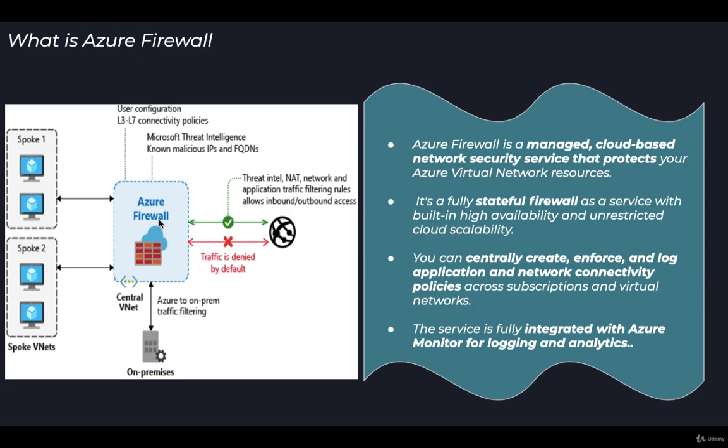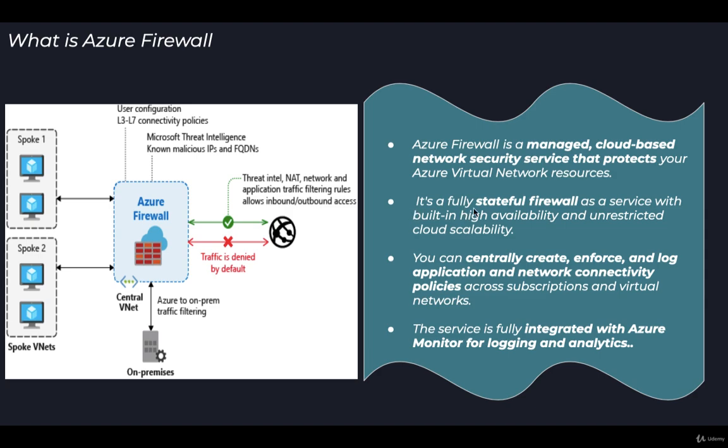There are different features we have with Azure Firewall that we will also study. You can also do connectivity with on-prem to have application filtering or traffic filtering. And with Azure Firewall, you'll also get the Microsoft Threat Intelligence feeds. We'll discuss that in a moment. So let's try to understand the other things about Azure Firewall.